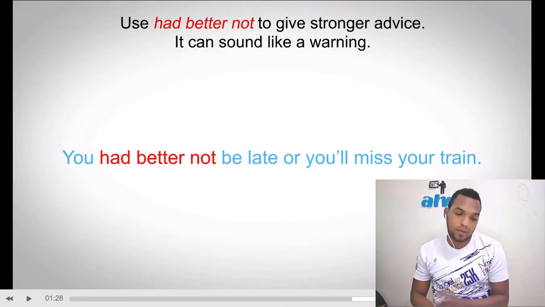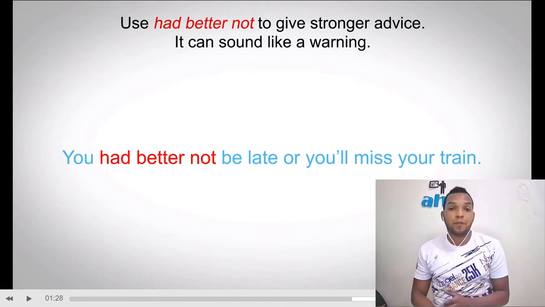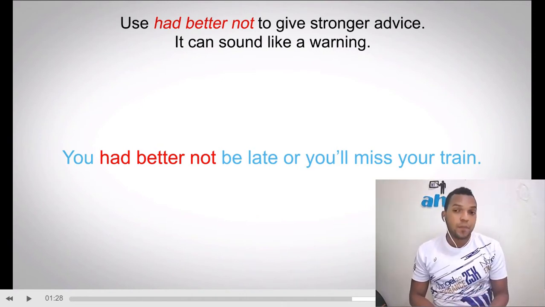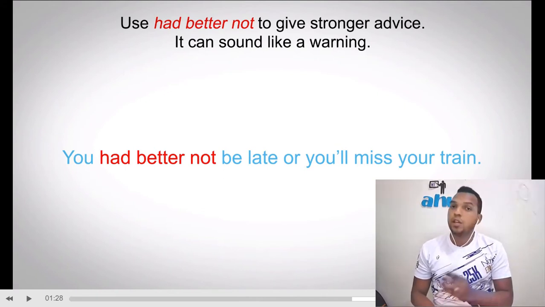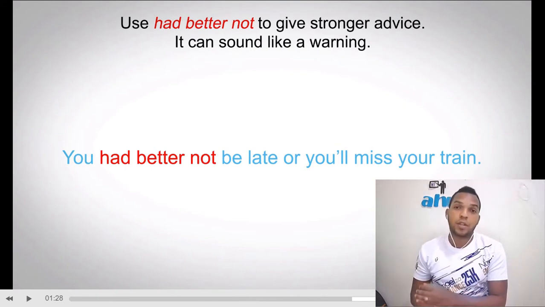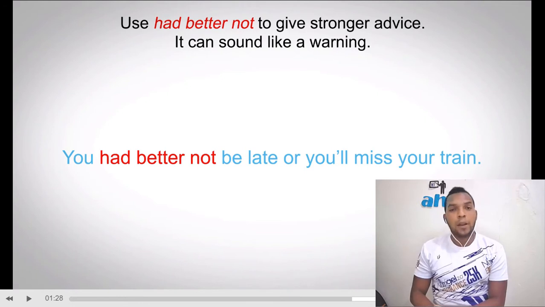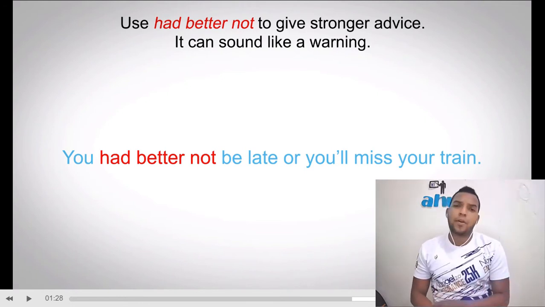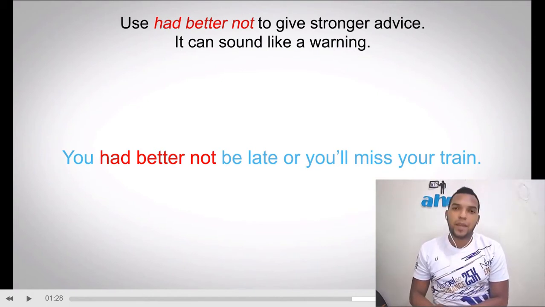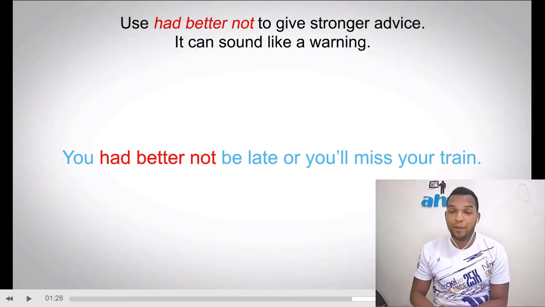So in this case, it means if you are late, unfortunately, you are not going to catch the train. Okay? Another thing is, you had better not get out of your house after, well, right now is after 9 p.m. if you don't want to sleep on the floor. So don't get out of your house because you will sleep, you know where.